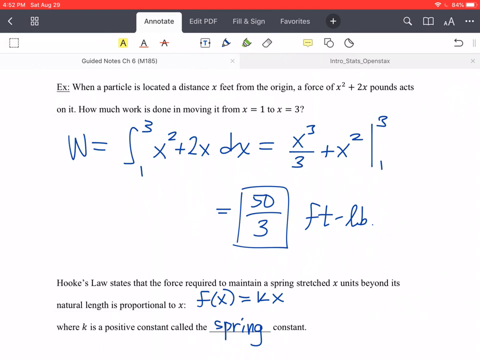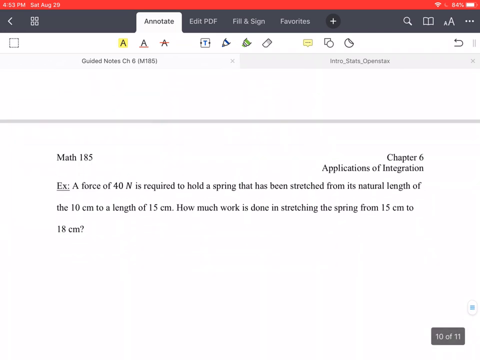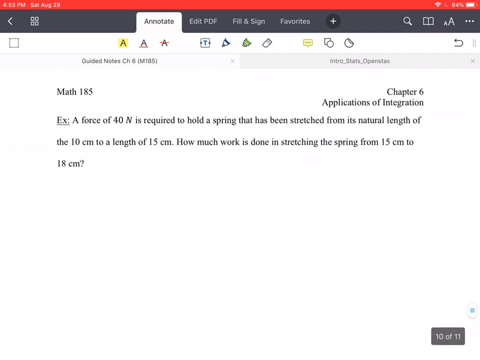And it turns out, thanks to Hooke, that we found that it's actually proportional. So the amount of force that you need is directly proportional to the length that you're stretching it. Okay? So let's look at an example of how this is utilized.